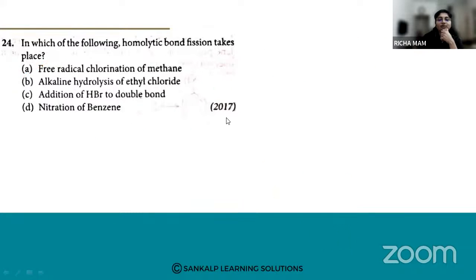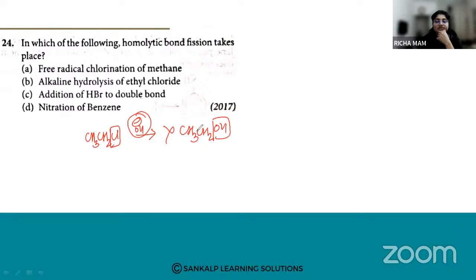Now, alkaline hydrolysis of ethyl chloride. What is happening here? Alkaline hydrolysis means your Cl will be replaced by OH minus. So here no bond fission takes place. Your Cl is replaced by OH. So there is no free radical homolytic cleavage taking place.